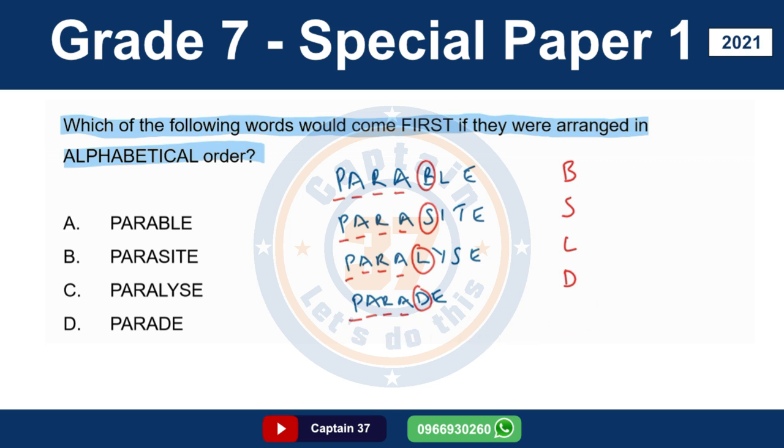So you will then realize when you do that, that the first letter is going to be B. After B, the next letter is going to be D. So we already know just by this that this one, which starts with B, is going to be first if these were put in alphabetical order, parable. So the answer to this particular question is A.